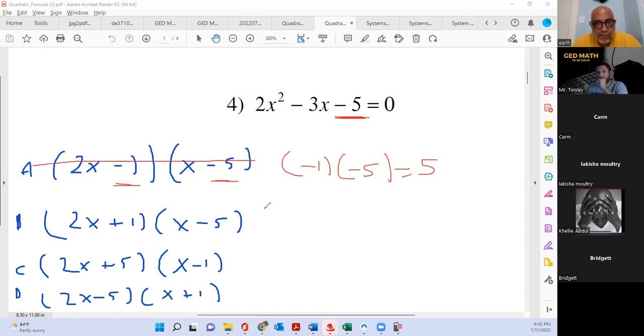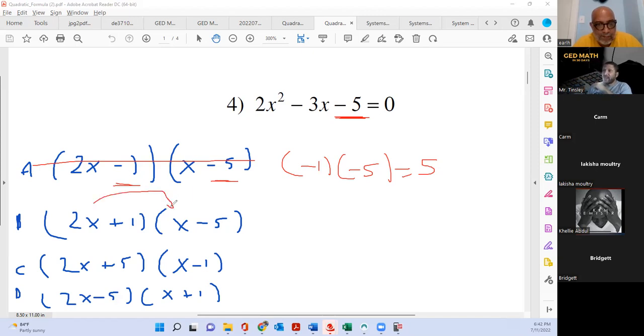Does everybody understand that? Yes. Okay. Now, +1 times -5 is -5. +5 times -1 is -5. And -5 times +1 is -5. But what we were able to do is at least get rid of one option. We don't have to do any work. We can just look at those last two numbers, multiply them together, and that should be the last term in my quadratic equation. Does everybody understand that? Yes.